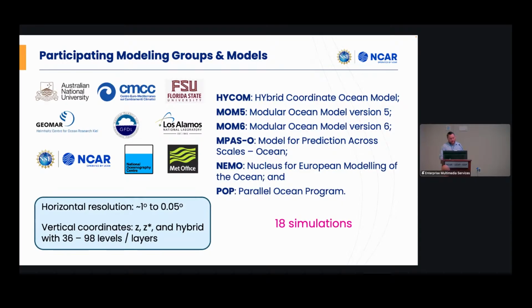So, digging a little bit deeper into the study, we have all these modeling centers that participated with a variety of ocean models: ICOM, MOM5 and MOM6, MPAS, NEMO, and POP for NCAR, while we also have MOM6 from NCAR actually. This is a total of 18 simulations ranging in horizontal resolution from about 1 degree all the way up to 1/20th of a degree, or 0.05. There is a mixture of vertical coordinates and number of vertical levels, from 36 all the way to 98 levels.